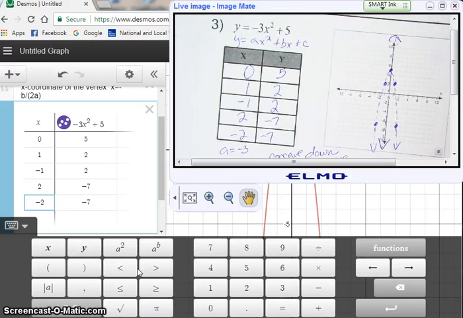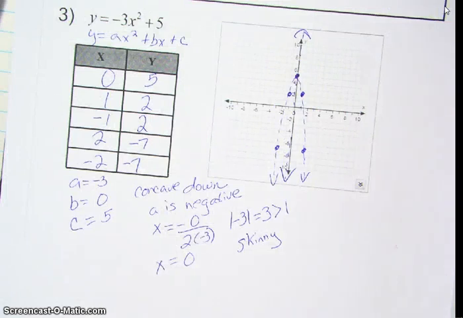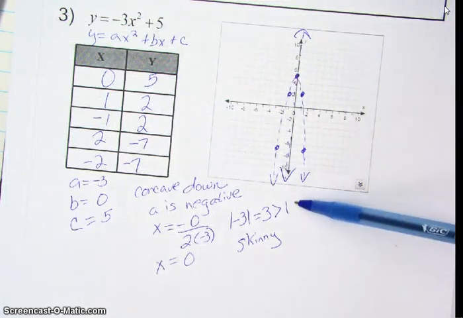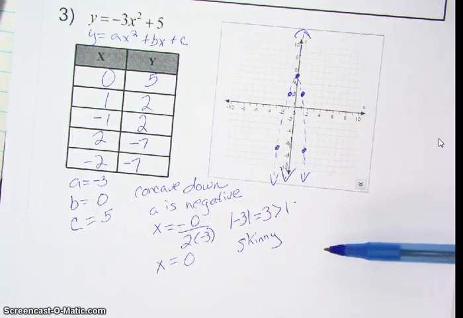Oops, you're not seeing what I'm writing. Hold on. There you go. The absolute value of a is 3. 3 is greater than 1, so this is a skinny parabola. That video is too long too, so that's it for that.